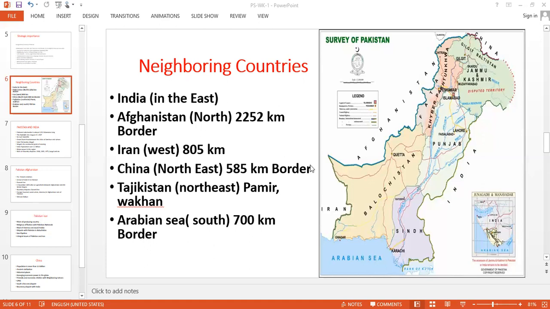Well, China in the northeast, the Chinese border stretches 585 kilometers long, whereas the coastal line on the Arabian Sea is 700 kilometers.